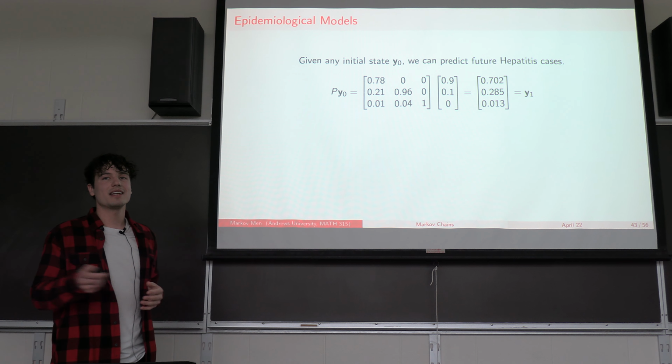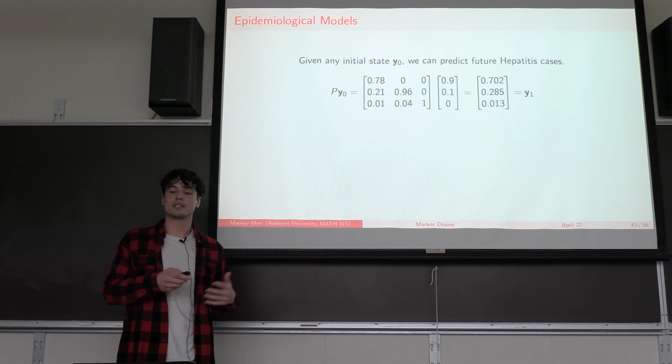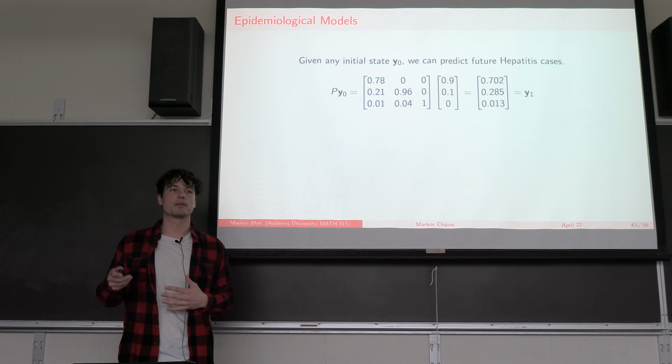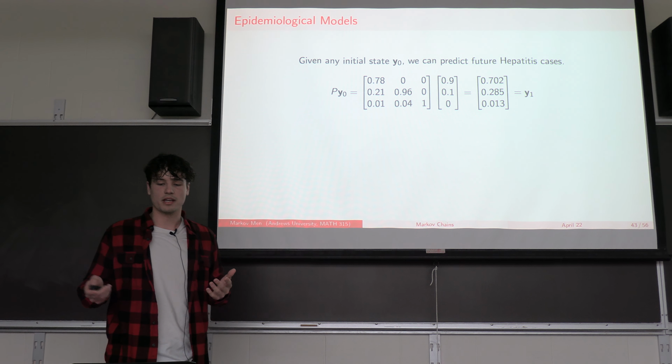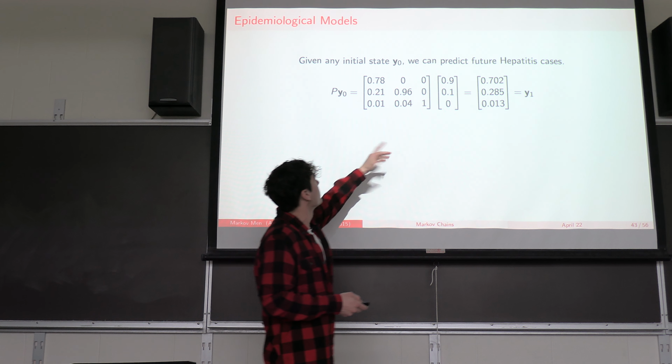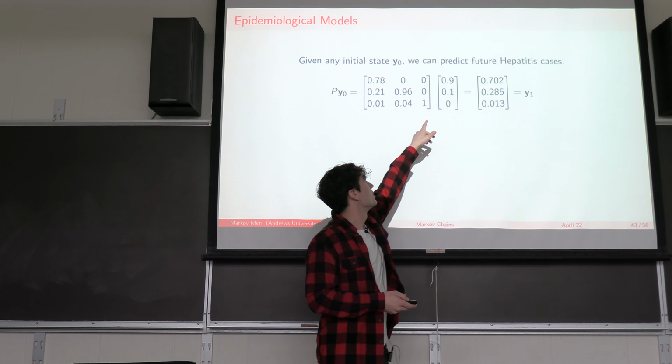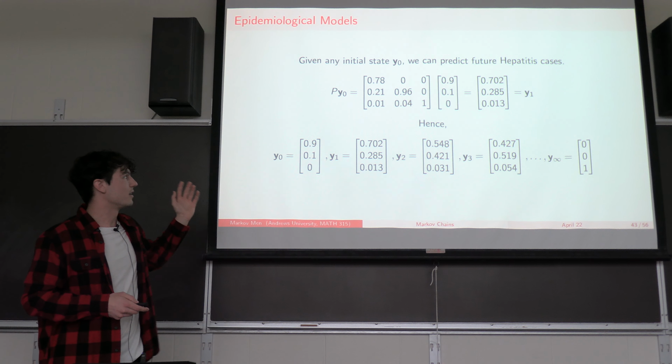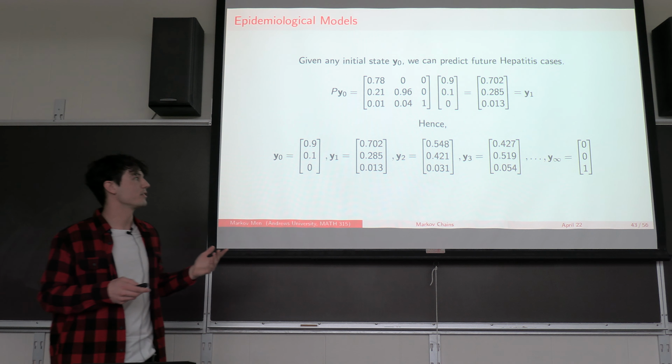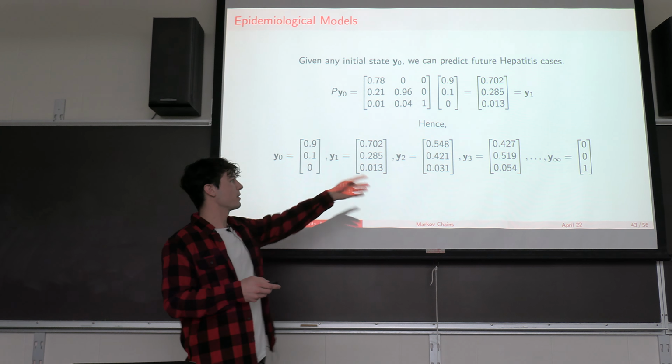And so this means that given any state y0, they were always able to predict the future cases of hepatitis B. So if we just let our initial distribution be 0.9, 0.1, then we can multiply it by our matrix and find the distribution at the next state. Likewise, we can do that again and again. And if we go on forever, as mentioned before, we'll end up with everyone in the removed state.